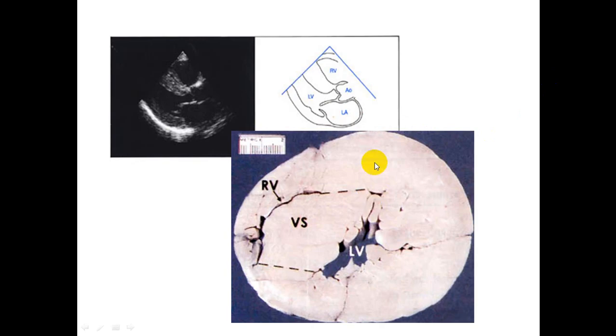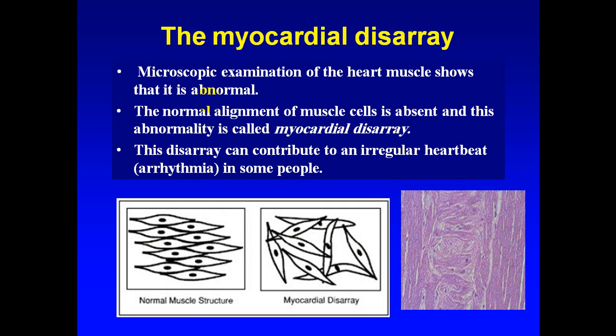And this is the long axis view in echocardiography showing thickening, and this is the anterior leaflet. If it moves here in systole, it leads to left ventricular outflow obstruction. So this is what I mean by disarray.